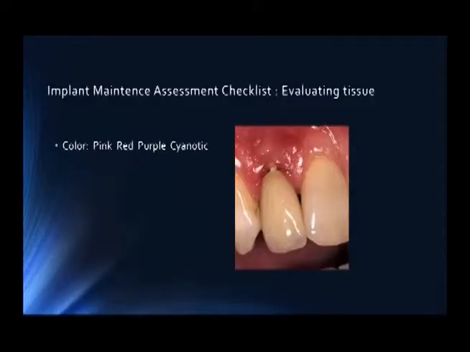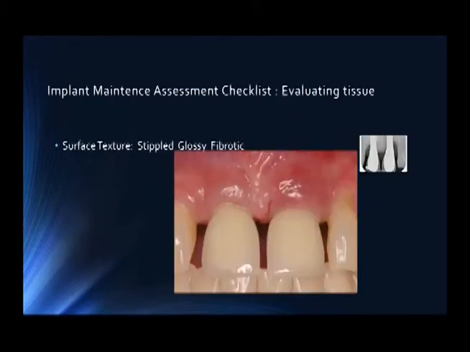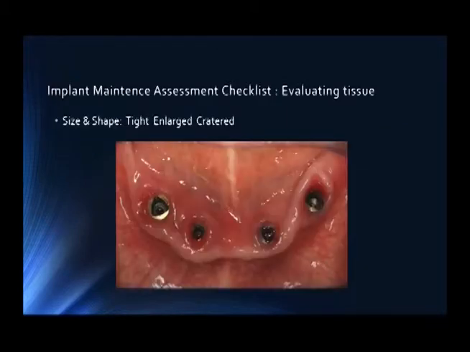So we need to look at color. Color always tells us something. We can tell if there is an infection going on, or perhaps they're not being effective with their oral hygiene. Perhaps the tissue surface has changed. Perhaps it's gotten fibrotic, or perhaps it's glossy and hiding something underneath because it's now swollen. You've got the edema. Perhaps it's the shape and size of the tissue that alerts you to something being wrong. Is it enlarged or cratered? Is there something that needs to be attended to? If it's a change from baseline, then we have to write that down.